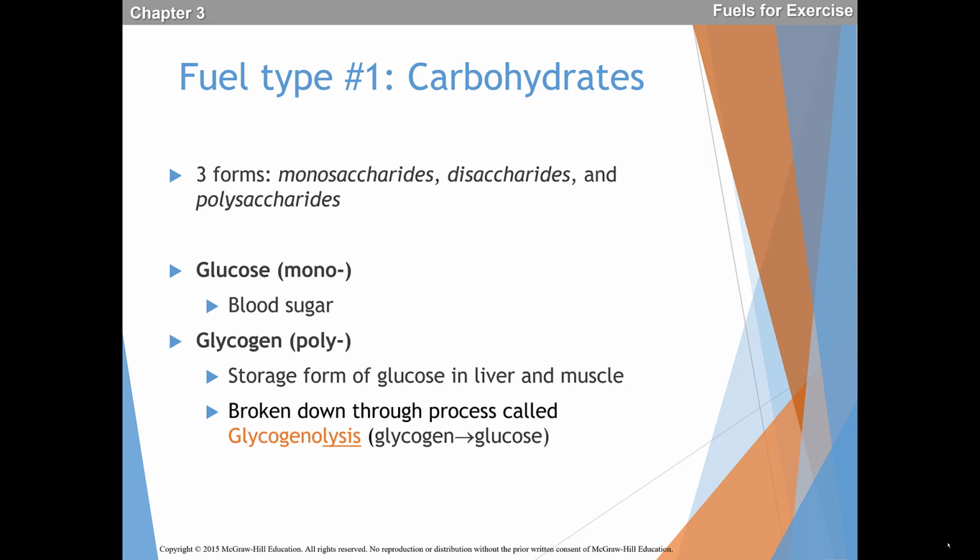It's also worth noting that glycogen can get broken down, and the process of glycogen breakdown is called glycogenolysis. You'll notice at the end of this word you see the suffix lysis. Anytime you see lysis, that means breakdown. So glycogenolysis means we are breaking down glycogen. And when you break down glycogen, you get glucose. So glycogenolysis is the process of freeing glucose from its storage form, glycogen.